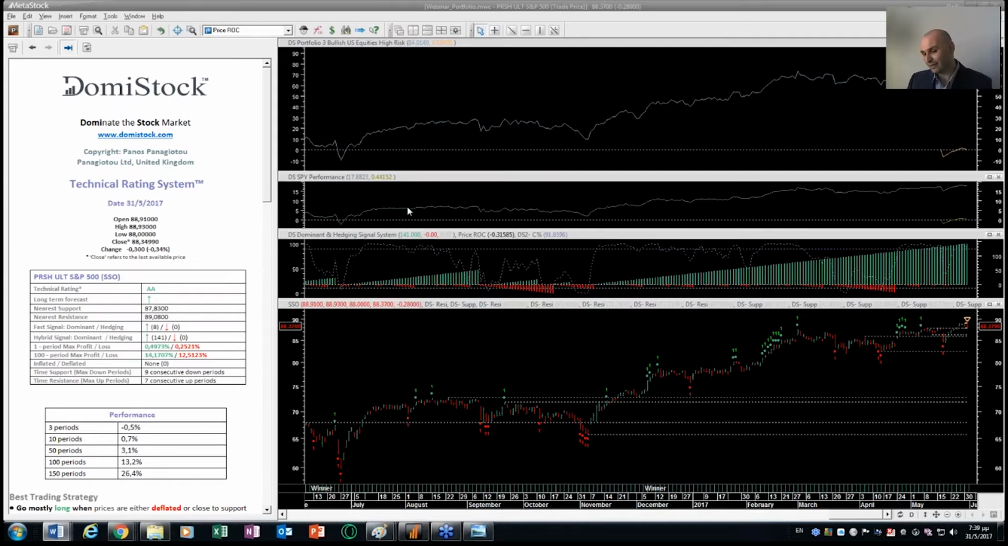So whatever takes place in the dark pools leaves its fingerprints in the markets. And we have the tools to sense them, to understand them. But of course, it would be perfect if we had a DomiStock for the dark pool and take advantage of these trades there. Any other questions?